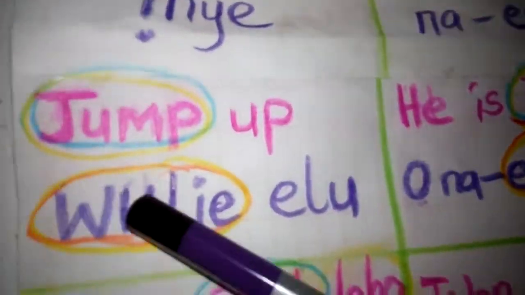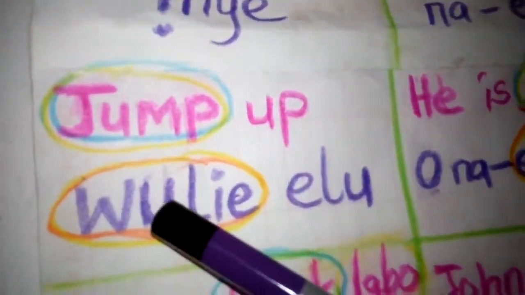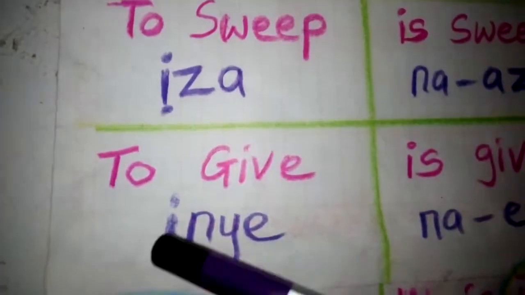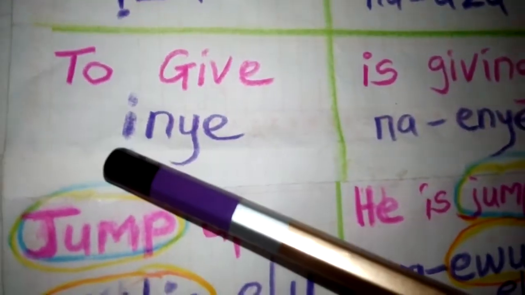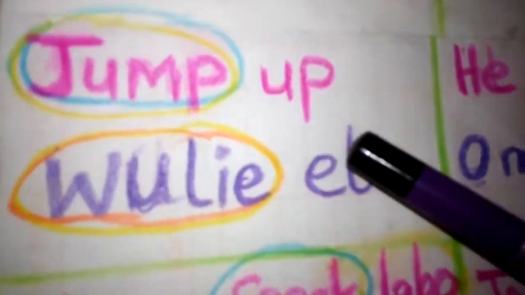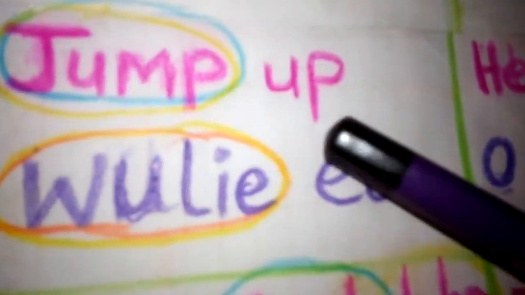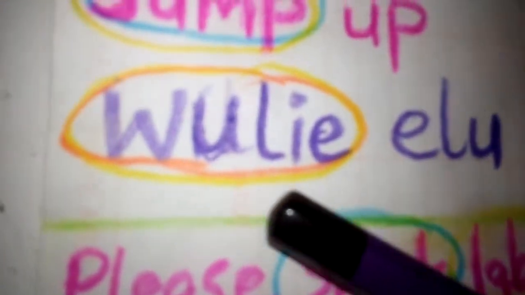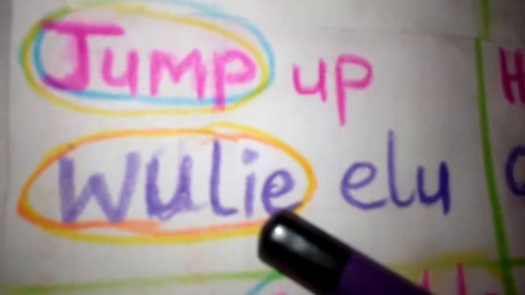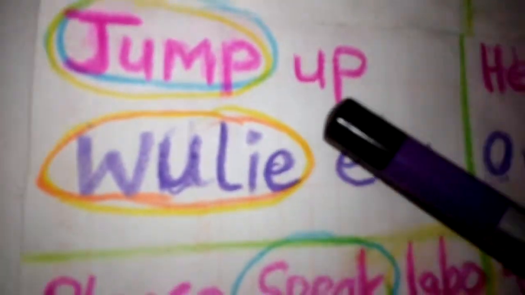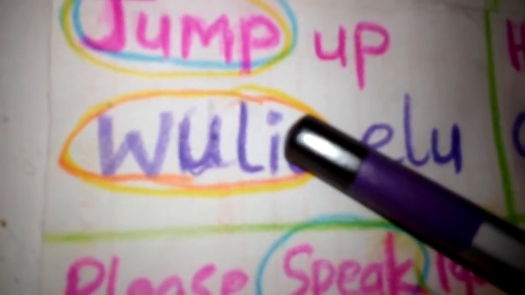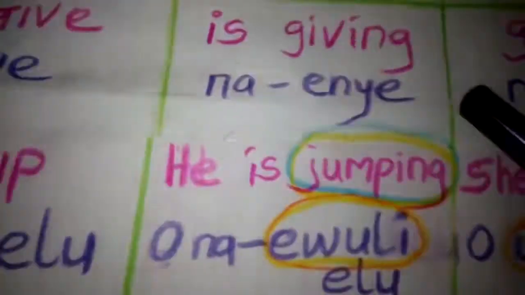Okay? So jump. Jump up. Let me remove this o. All this o and e. So you see how it goes. Jump up: wulie elu. Wulie or wuli. You can remove e. Some you can remove this and say wuli elu. Wulie elu. Okay?